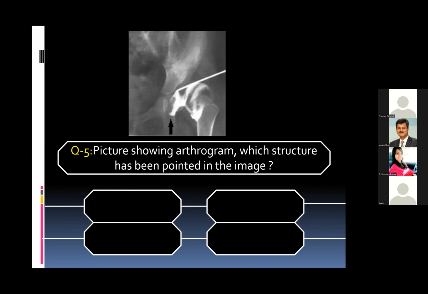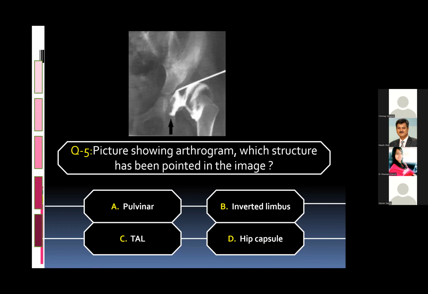The picture shows an arthrogram with a structure pointed. Gaurav, what do you think it is? Sir, is it TAL? Is it the transverse acetabular ligament? Yes, sir. It is the transverse acetabular ligament. Just above it is the pulvinar. So the transverse acetabular ligament is a very important structure to cut.